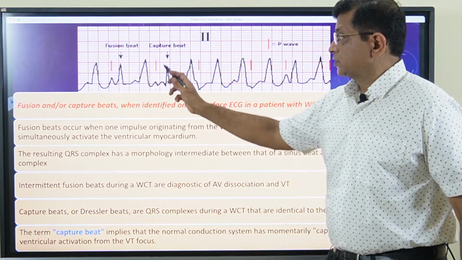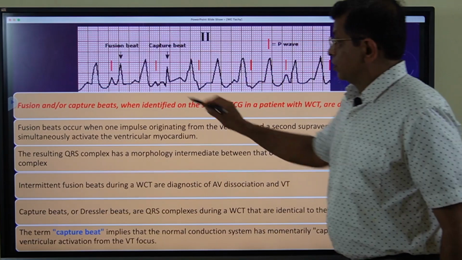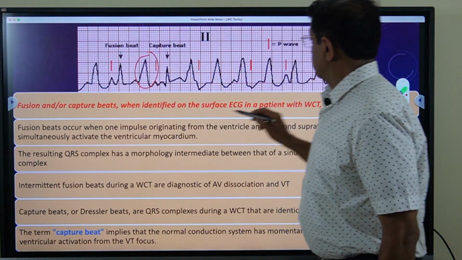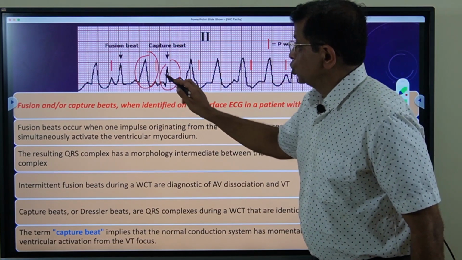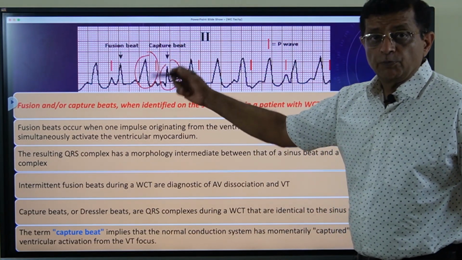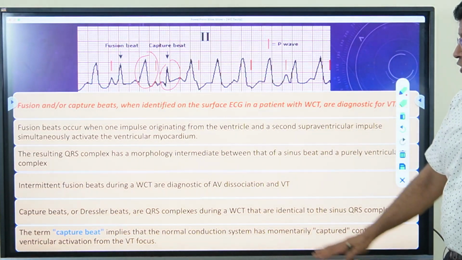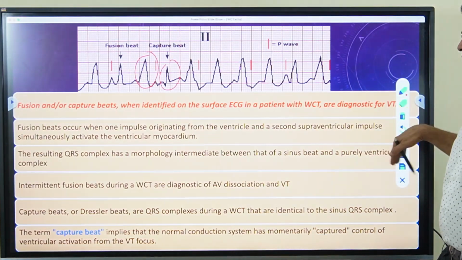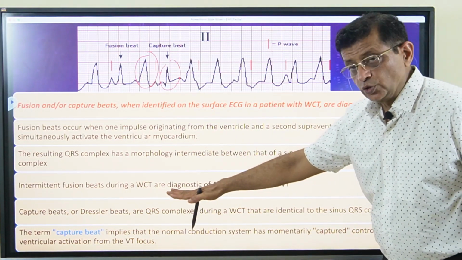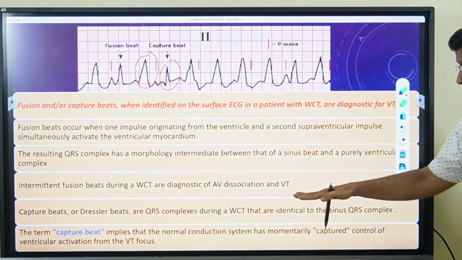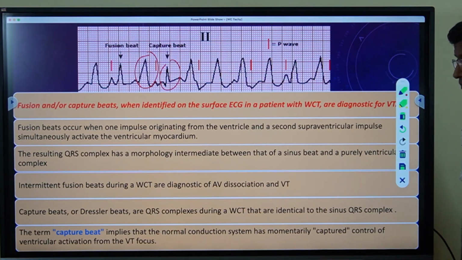myocardium. So this is a ventricular beat. This is a ventricular beat, and this is a capture beat. So when these two together depolarize the ventricle, you get something like a fusion beat. The resulting QRS complex has a morphology which is intermediate between the sinus beat and the ventricular ectopic. Intermittent fusion beats during wide complex tachycardia are diagnostic of AV dissociation. That means diagnostic of ventricular tachycardia.